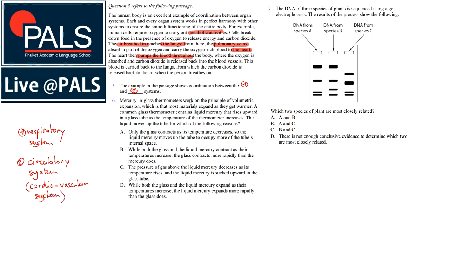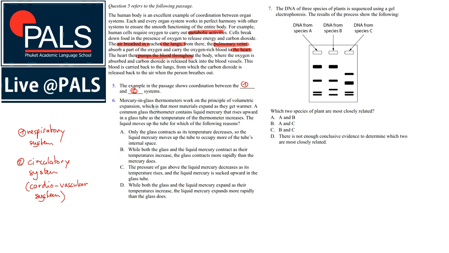Mercury in glass thermometers work on the principle of volumetric expansion, which is that most materials expand as they get warmer. The common glass thermometer contains liquid mercury that rises upwards in a glass tube as the temperature of the thermometer rises. The liquid moves up the tube for which of the following reasons?